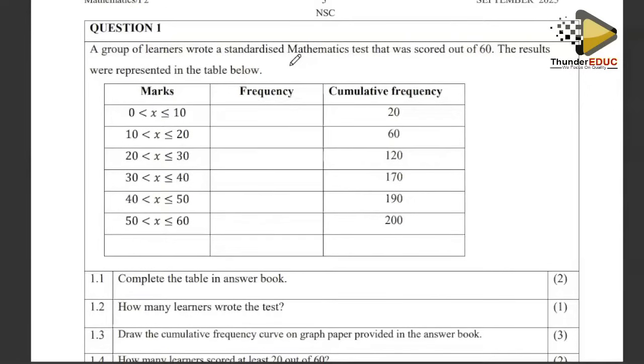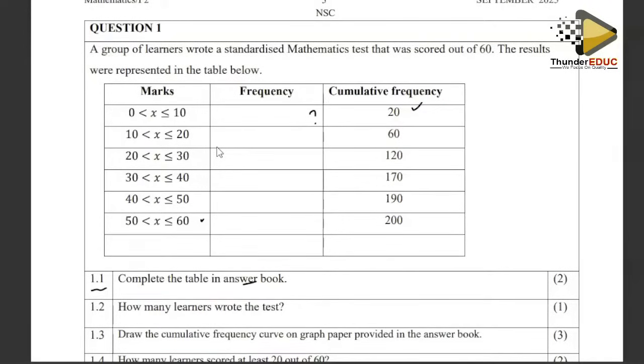So they're telling us that a group of learners wrote a standardized mathematics test that was recorded out of 60 marks, and the results were represented within the table. Learners that got between 0 to 10, we have a cumulative. We don't know how many they are. 10 to 20, up until 60. So we've been given the cumulatives, and then 1.1 wants us to complete the table, meaning that we need to fill in the frequency column.